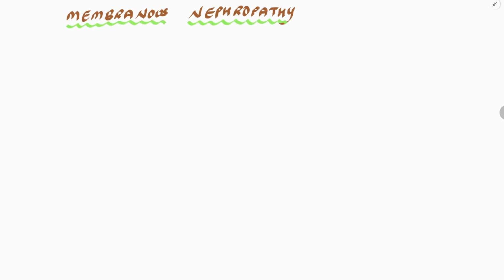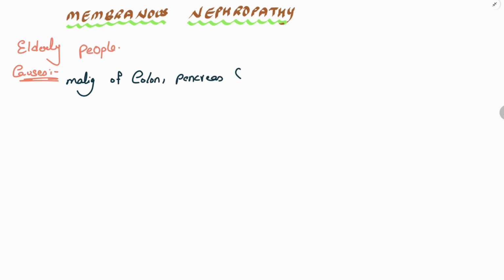As we discussed earlier, this was majorly seen in the elderly people. Okay. The causes are different for this disease. First one is, you can see this one in malignancy of colon, pancreas and lung. You can also see in infections like hepatitis, syphilis, malaria and schistosomiasis.